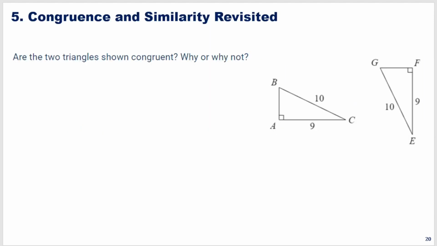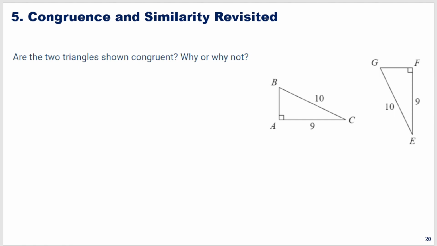All right, then let's revisit congruence and similarity. Congruence and similarity also apply to right triangles. So let's see this example here. Are the two triangles shown congruent? Why or why not?